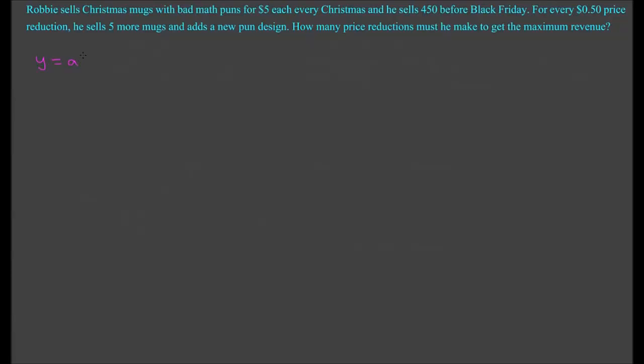In order to solve this dilemma, we need to create an equation in the form y equals a bracket x minus h bracket squared plus k, like we did for the previous revenue question. Before we can do this, we need to identify our variables. Let r be our revenue and let x be the number of price reductions.